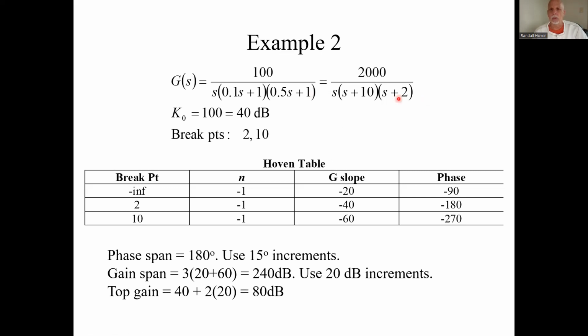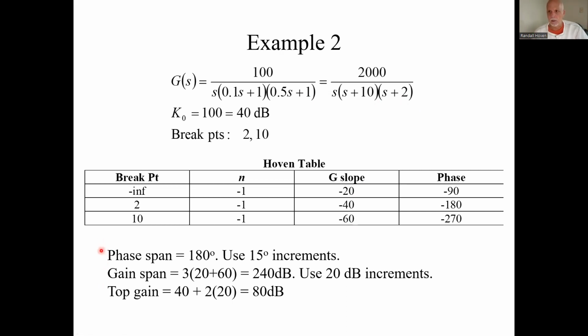2 is the smaller one, so it's the next one on the list. It's just a real pole, power of 1, and n is -1 there. So is the breakpoint at 10. It's real, power of 1, so that n is -1. So it's cumulatively -1, -2, -3, which makes the gain slopes -20, -40, and -60, and the phase lines at -90, -180, and -270. There's no complex terms, so we don't have to calculate the zeta.